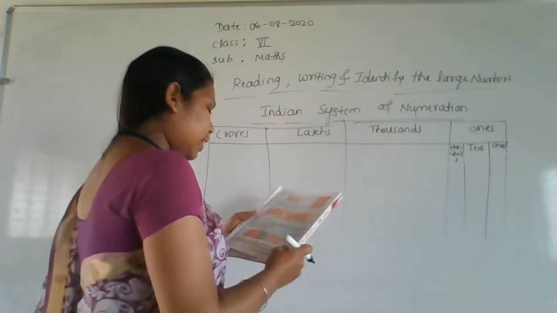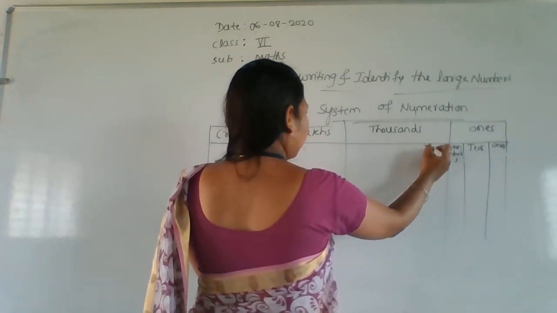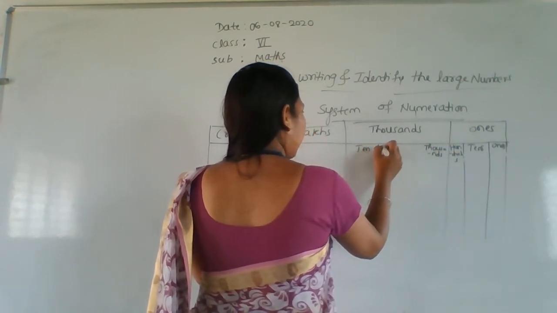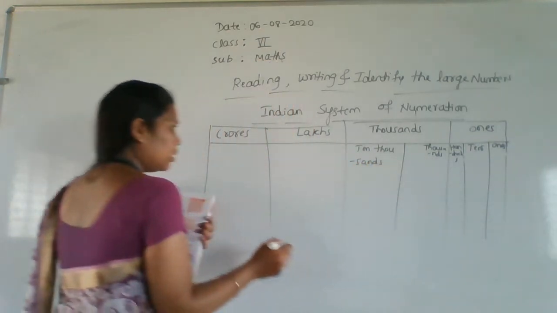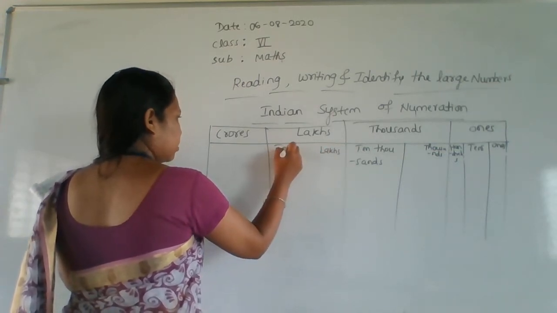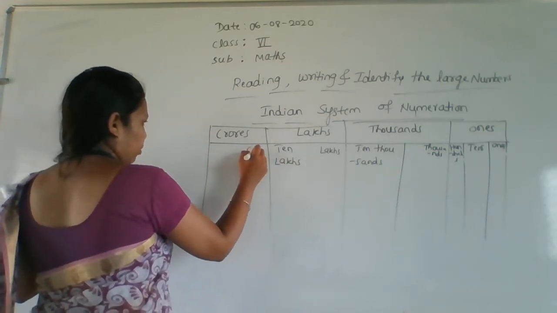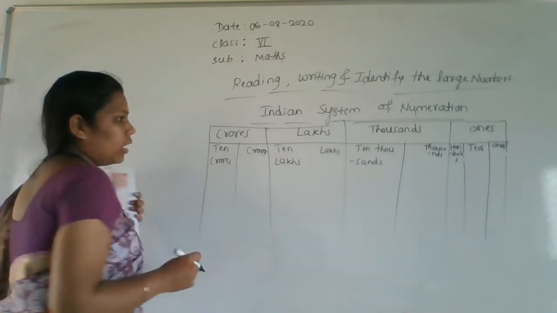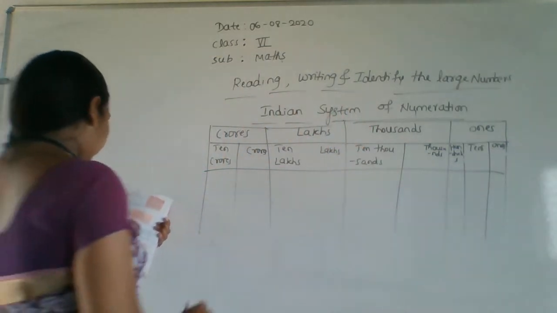Okay. So next they have given here thousands, and here 10,000s. Thousands as well as the 10,000. Next one is lakhs, 10 lakhs. Lakhs, 10 lakhs, and crore, 10 crore. Crores, and here is 10 crores. Okay, so this is the Indian system of numeration, and they have given an example here.